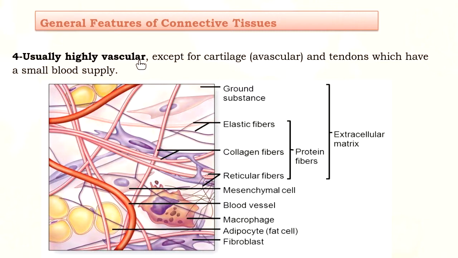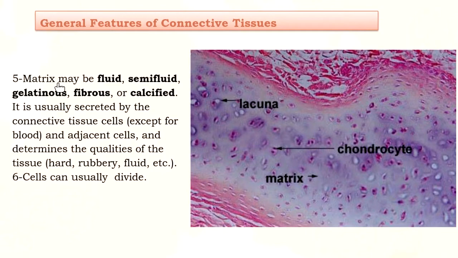vascular. The next feature of the connective tissue, it consists of matrix which may be fluid, semi-fluid, gelatinous, fibrous or calcified. It is usually secreted by the connective tissue cells and the adjacent cells that determine the quality of the tissue. That means the connective tissue can be hard, it can be rubbery, or it can be fluid depending on the type of cell secreting the matrix. That means the fifth feature of connective tissue is it has the matrix which can be fluid, semi-fluid, gelatinous, fibrous or calcified. Am I clear?